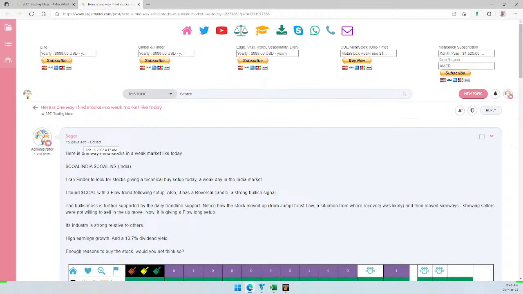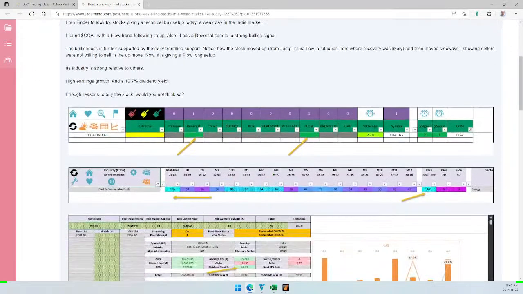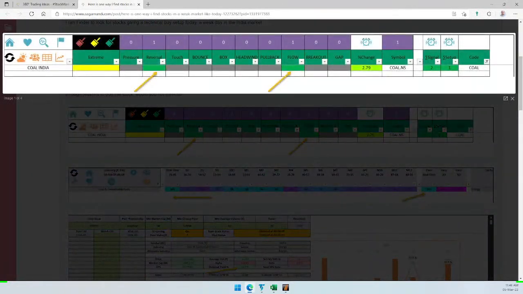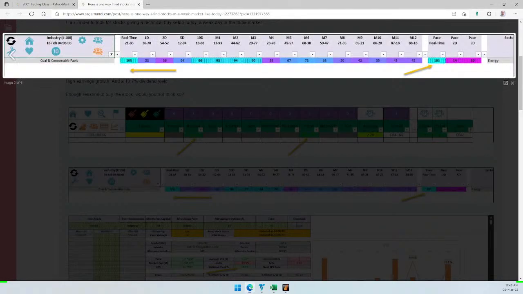15 days ago, I shared this Coal India, coal.ns. See the analysis that I did. Firstly, I found it as a bullish reversal setup from Q Finder with a trend following flow setup. Bullish setup. The stock was up 2.7%. It was at price extreme middle. So Finder alerted me of this stock.